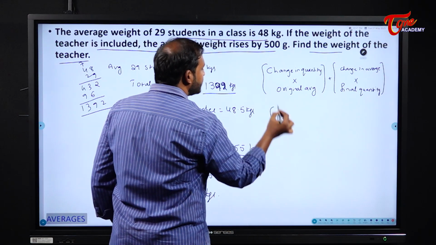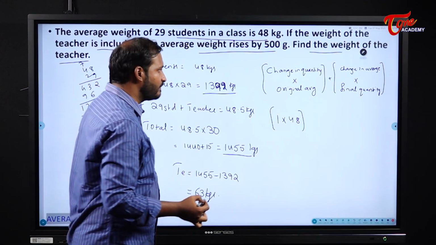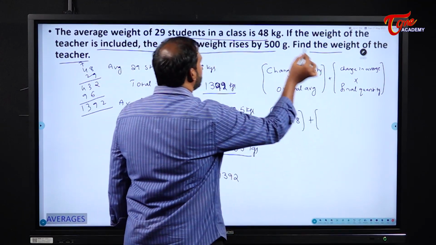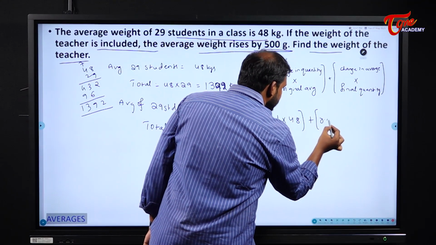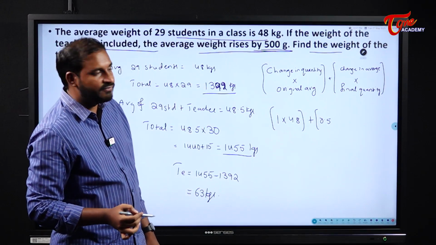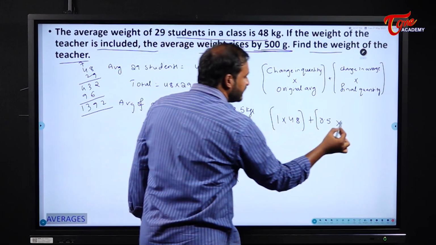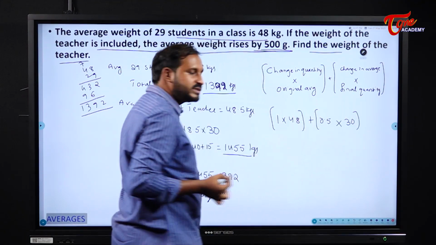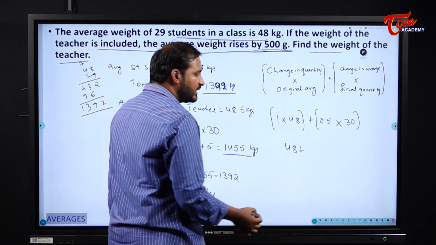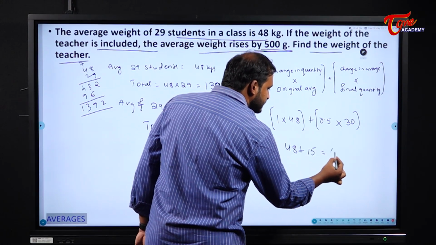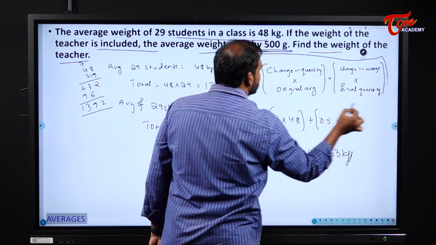And what is the original average? 48. Plus change in average, what is the change in average here? 500 grams. That means 0.5. Please be careful, 500 grams means 0.5 kg. And what is the final quantity? 29 plus 1, 30 observations. So, 48 plus 0.5 into 30 becomes 15. So the answer is 63 kgs.